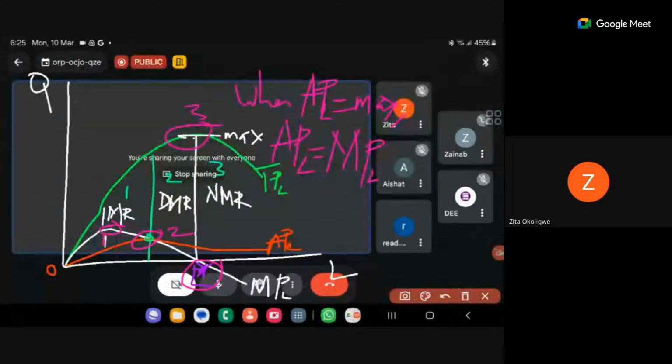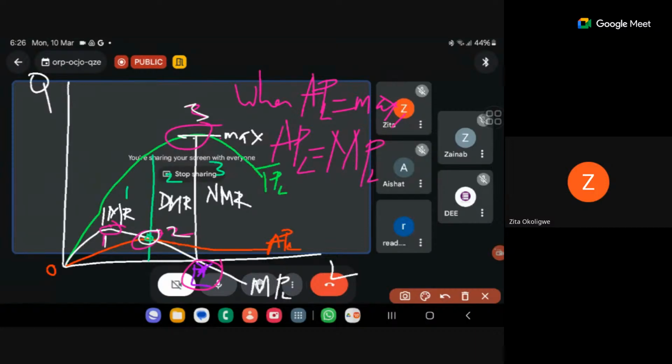So the first curve to reach maximum is marginal product, followed by average product, then followed by what? Total product. MP begins to fall, and will fall and cut AP at the point where AP reaches its own maximum. So it is until AP is maximum that it is equal to MP.